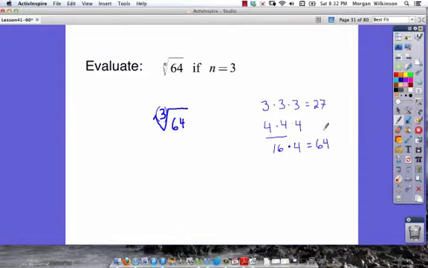Perfect. So we've got our answer. The third root of 64 is going to be equal to 4 because we multiply 4 by itself 3 times in order to get to 64. We've evaluated this expression.